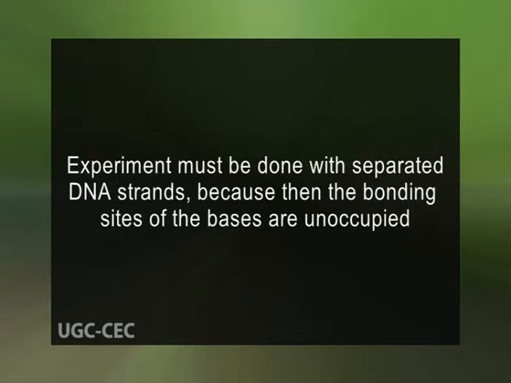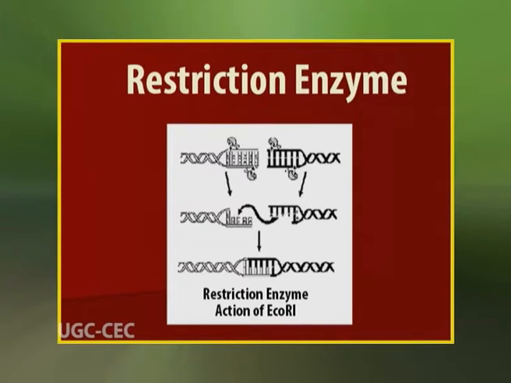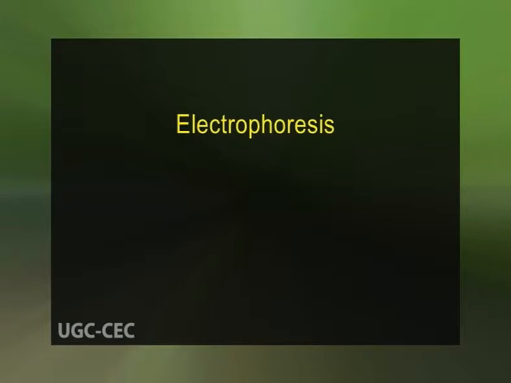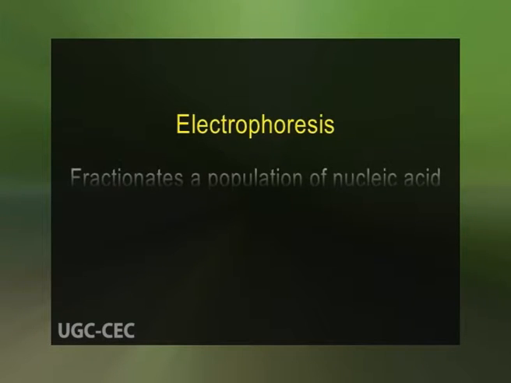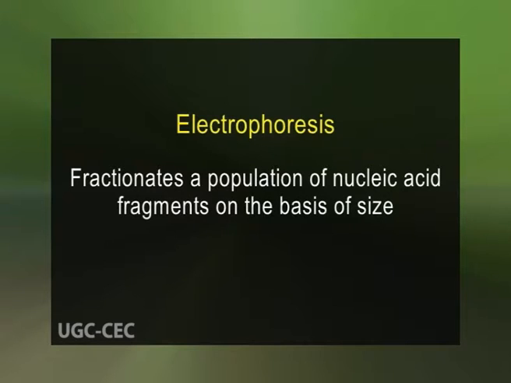The probe works through the principle that in solution, the random motion of probe molecules enables them to find and bind to complementary sequences. The experiment must be done with separated DNA strands because then the bonding sites of the bases are unoccupied. DNA from the plant is extracted and cut with one of the many available types of restriction enzymes, which cut DNA at specific target sequences of 4 or more bases. The target sequences are at the same positions in all the plant cells used. So, the enzyme cuts the genome into defined populations of segments of specific sizes. The fragments can be fractionated by using electrophoresis. Electrophoresis fractionates a population of nucleic acid fragments on the basis of size.